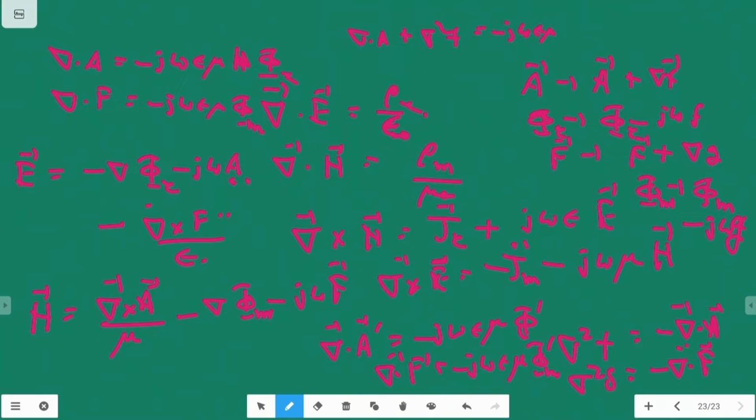Phi dash means phi e dash, okay. So phi e dash is nothing but phi e minus j omega f, which is equivalent to saying that del square f plus k square f is equal to some source term, or equivalently f satisfies a Helmholtz equation, built out of del dot A and phi e. So del square f plus omega square epsilon mu f is equal to minus del dot A minus j omega epsilon mu phi e. You can solve this Helmholtz equation for f using the retarded Green's function. Likewise you can solve for the function g by applying the Lorentz gauge condition for F and phi m. If you do that, you get a wave equation.